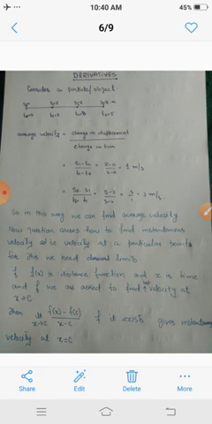In the previous lecture we discussed the limits of a function at a point. What is the criteria for existence of a limit at a point? Now today we will be discussing derivatives, that is, the derivative of a function at a point.